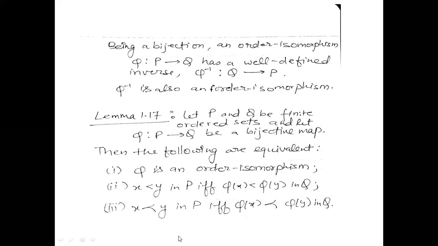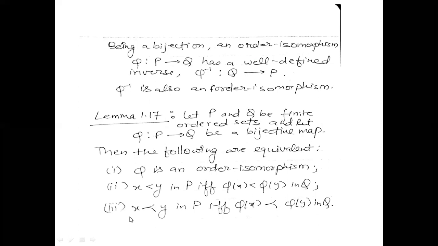So we have to prove that these three statements are equivalent. What is given? You are given two posets P and Q, finite ordered posets, and phi is a bijective map from P to Q. Then we just have to prove that 1 implies 2, 2 implies 3, and 3 implies 1.